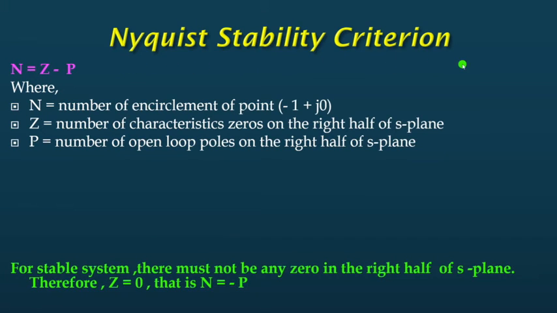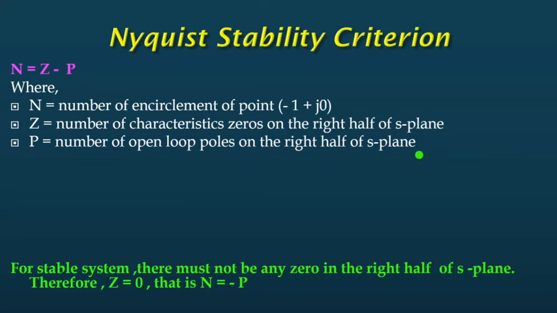Nyquist stability criterion. N equals Z minus P, where N is the number of encirclements of the point minus 1 plus j0, Z is the number of characteristic zeros on the right half of the S-plane, and P is the number of open loop poles on the right half of the S-plane.